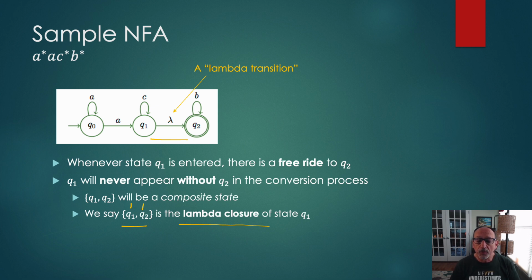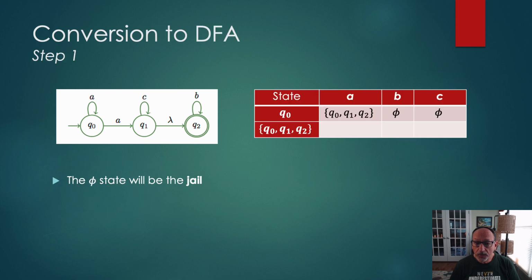The initial state, of course, for this NFA is Q0. So that will be the initial state as we start constructing the DFA. From Q0 with an A, we can see that we cycle, or we have the choice of going to Q1, but because of that free ride, that lambda transition, we can go to Q2 as well, simply by reading an A from Q0. So we get all three of them here. There are no out edges with a B or a C, so we're going to put an empty set in those places. And these will become jails in the resulting DFA.